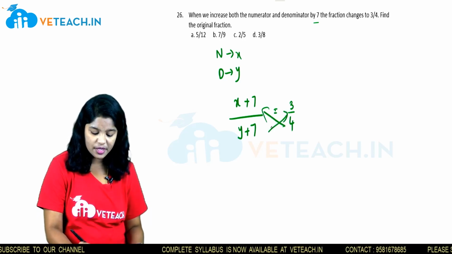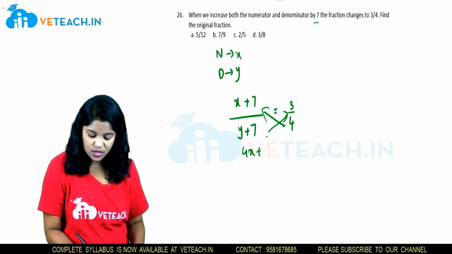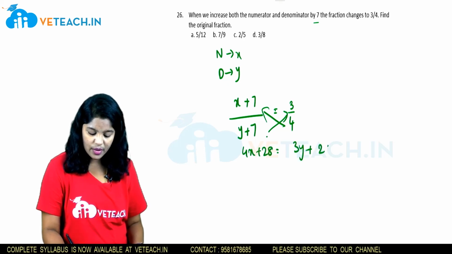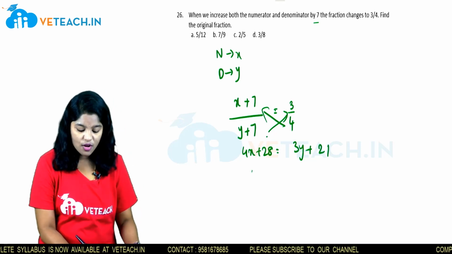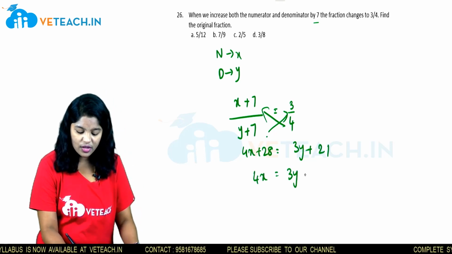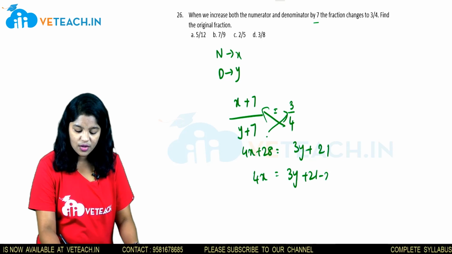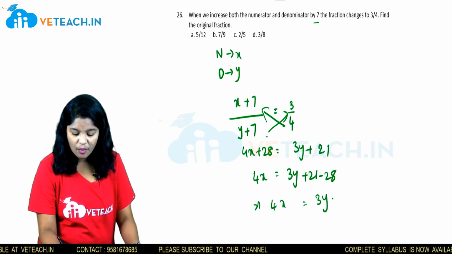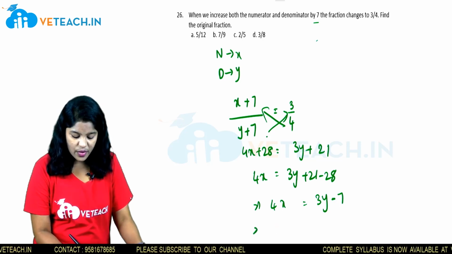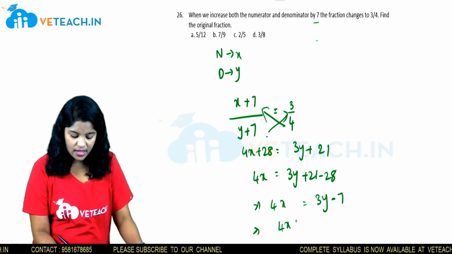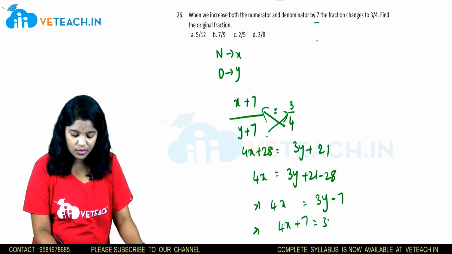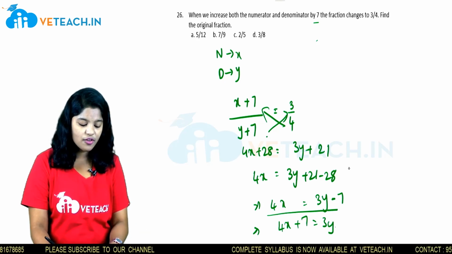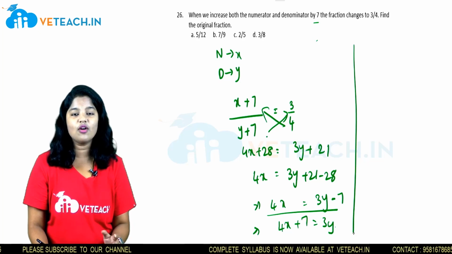Now just simply cross multiply. 4x plus 28 is equal to 3y plus 21. Now this becomes 4x is equal to 3y plus 21 minus 28, so 4x is equal to 3y minus 7. We can also write this as 4x plus 7 is equal to 3y, or you can leave it in either way. Now in order to find the original fraction, substitute any of the values.